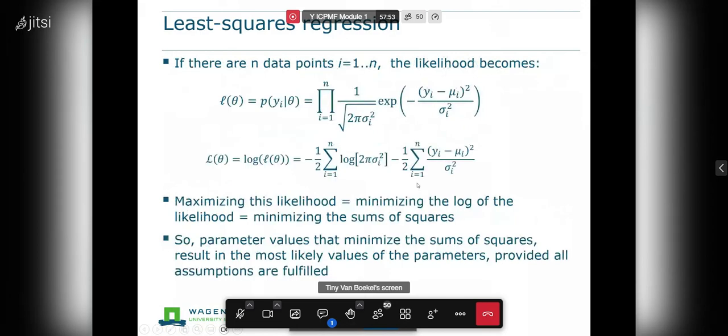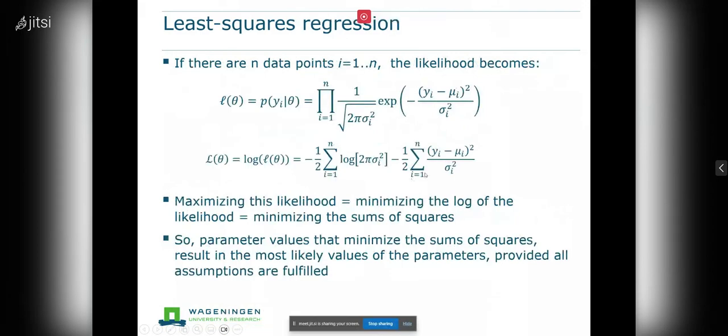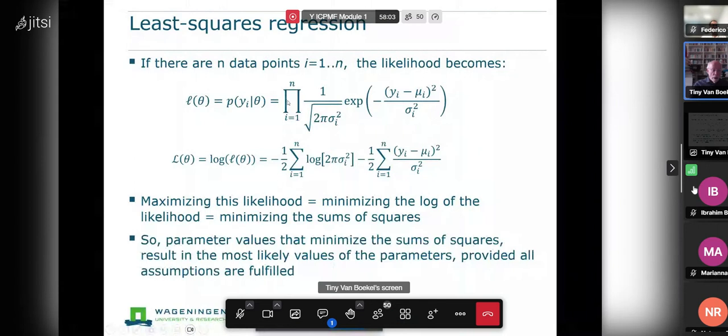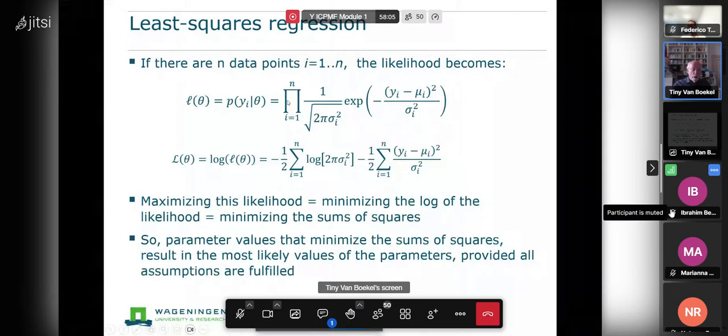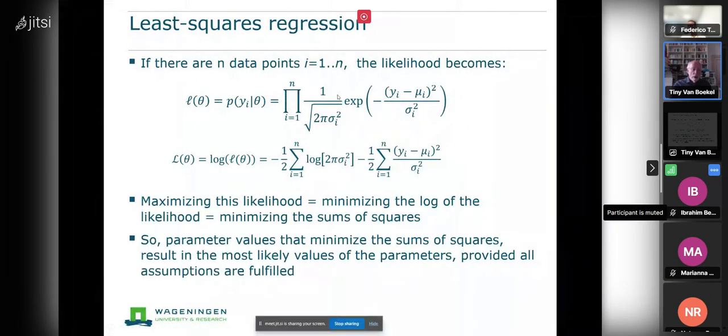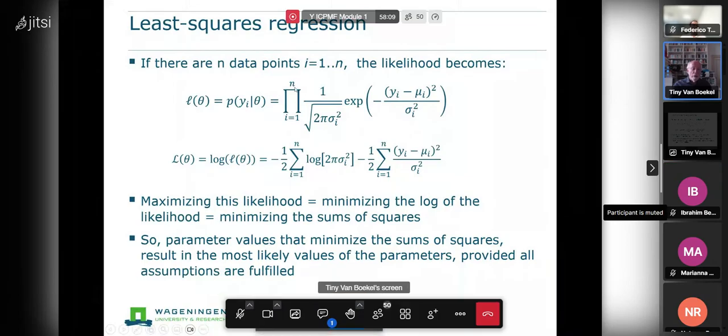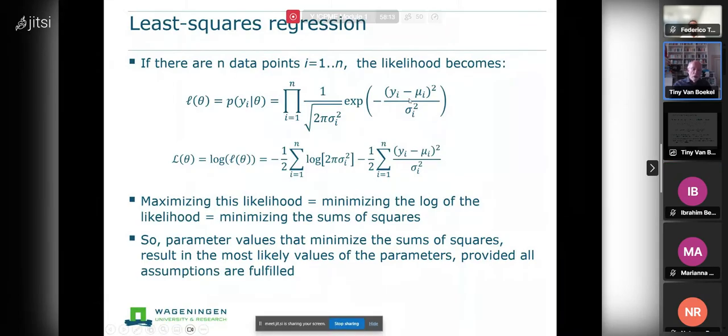If we have more data points, which we usually will have, we know from probability rules that if the data points are independent, we can multiply the probability function for each data point. So this capital letter pi here is the sign for multiplication. So we can multiply these expressions for each data point.